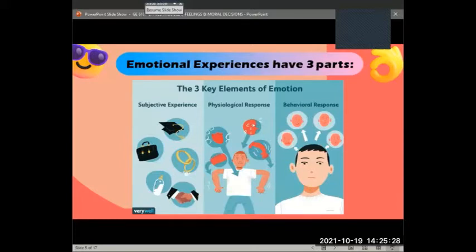And the last key element of emotion is what we call the behavioral response. The final component is perhaps the one that you are most familiar with, the actual expression of the emotion we have. We spend a significant amount of time interpreting the emotional expressions of the people around us. Our ability to accurately understand these expressions is tied to what psychologists call emotional intelligence. And these expressions play a major part in our overall body language.